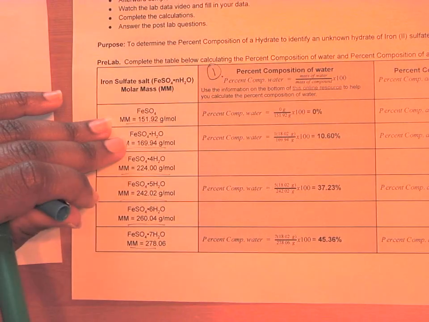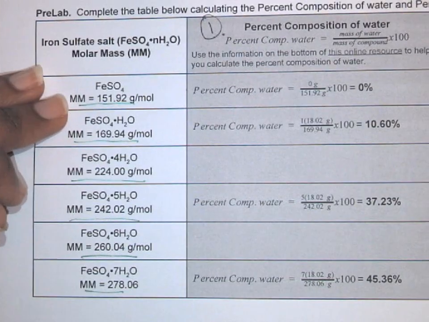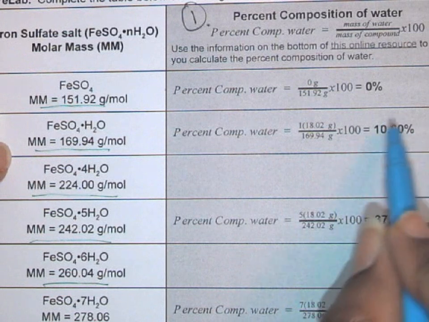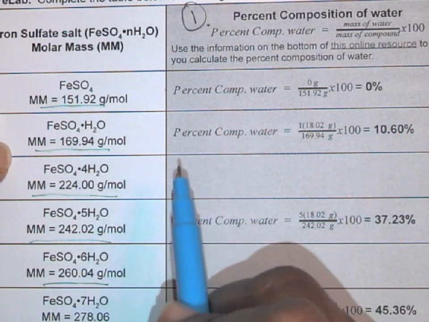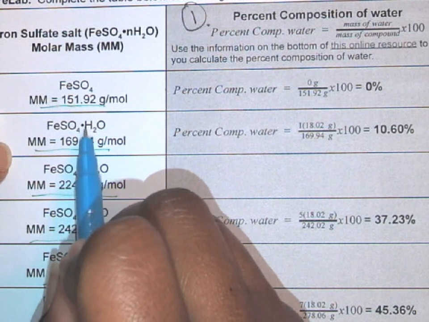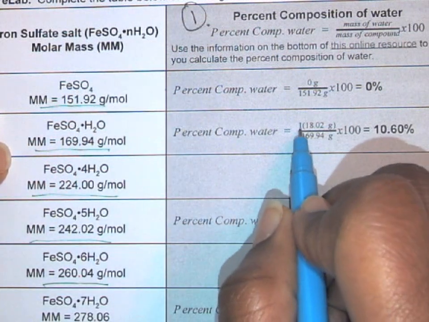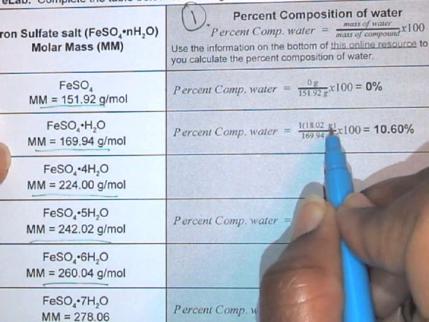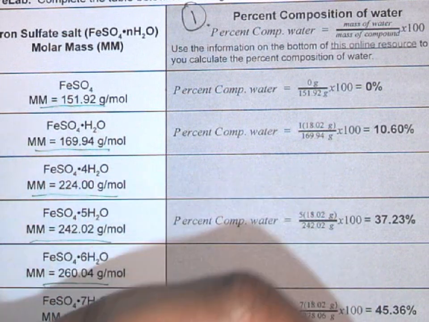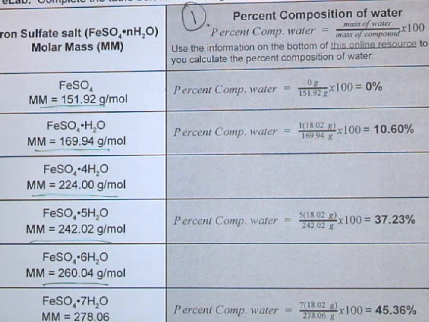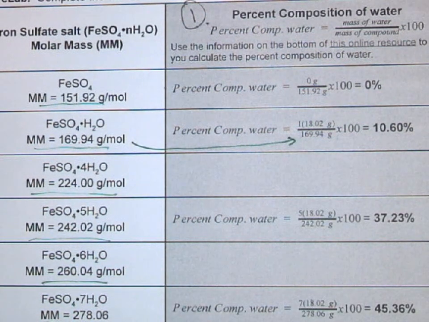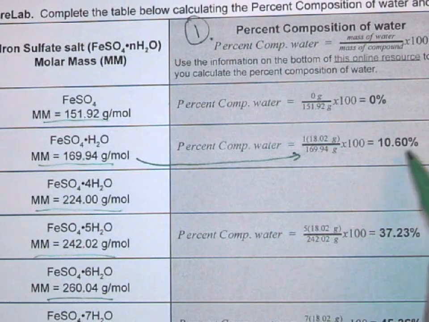Let's take a look at the second example. I'm actually going to zoom this in so it's a little easier to see. So how do we get this percent composition of water? Well, the number of waters in this molecule is 1. There's an invisible 1 there. So we do 1 times 18.02, which is the molar mass of water, and then divide by the molar mass of the entire thing, the molar mass of this hydrate, and let's plug that in. Then we multiply that by 100, and this is how we get the 10.6.